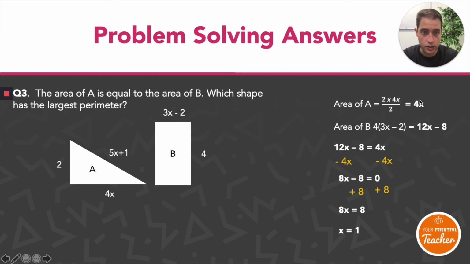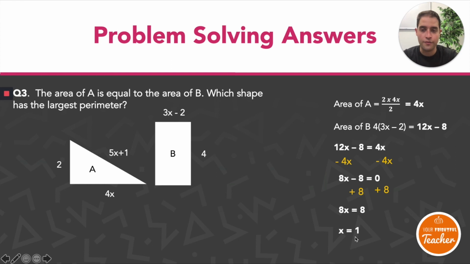Yeah, we know that these two are the same. So let's put all the x's to one side. So minus 4x here, I have to do the same here. So 8x minus 8 equals 0. So I want to leave the 8x by itself. To do that, I need to add 8. Then I need to add 8 here. So 8x equals 8. x equals 1.